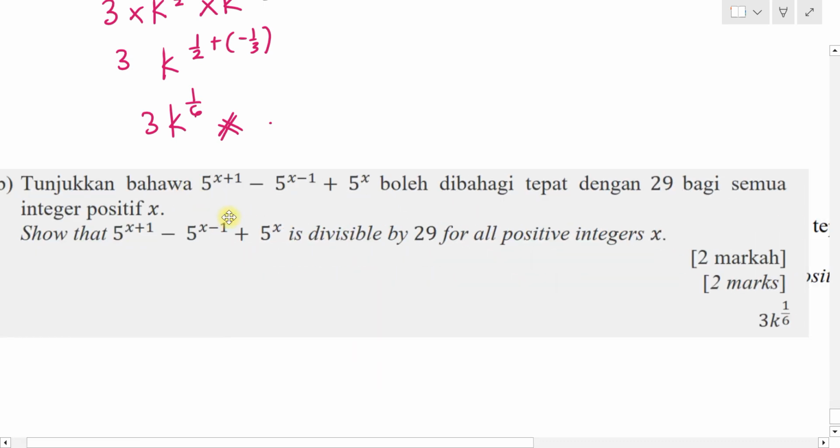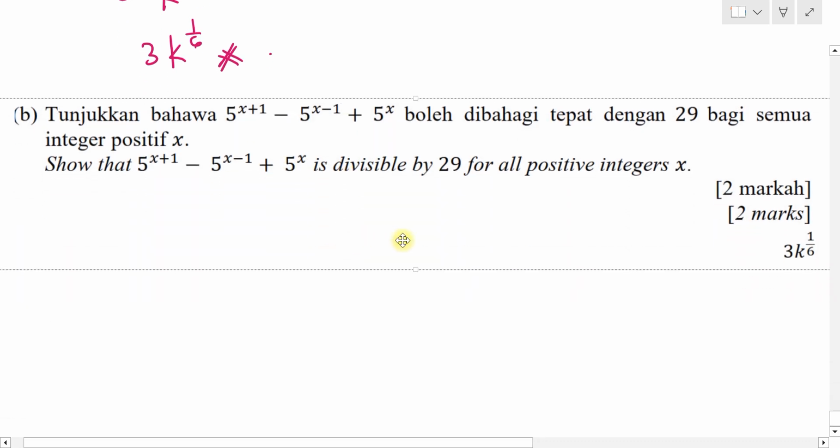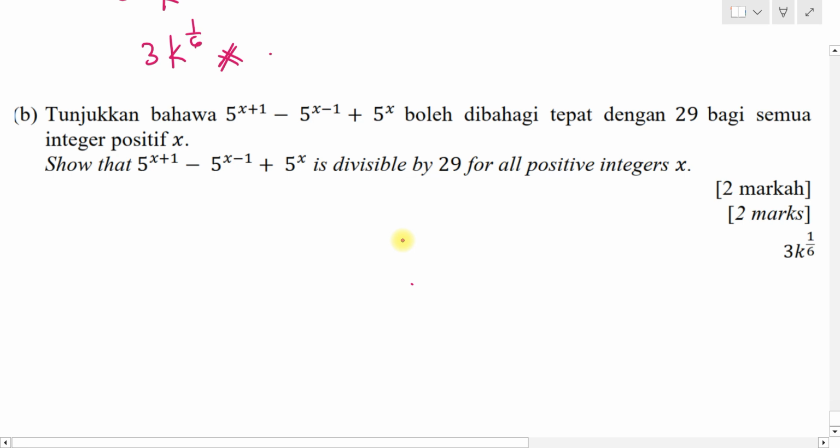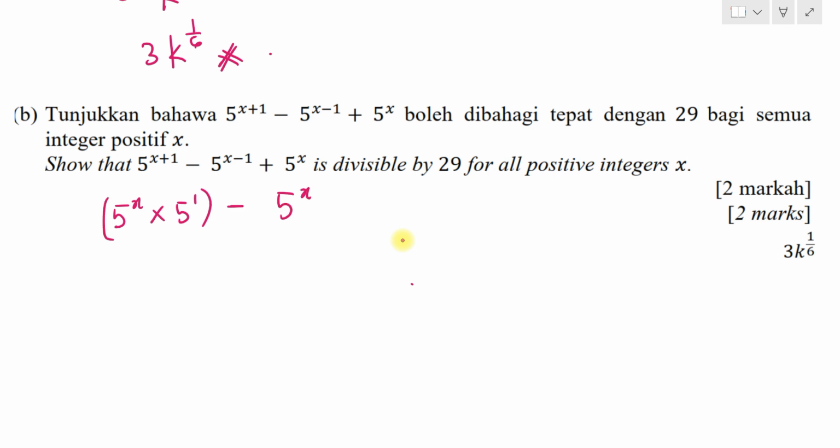Next is show that this one is divisible by 29. This type of question we have done so many times. So we know how to deal with this. Okay, let's break the plus all into multiplication. Minus 5^x. Minus means divide by 5 power 1. Okay. Plus 5^x. Okay. Plus means you multiply. Minus means you divide.